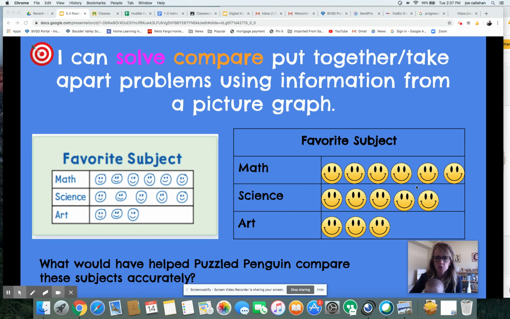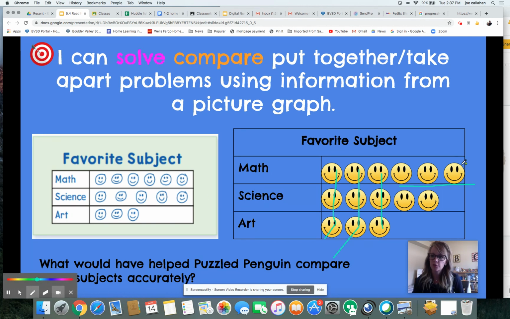How many more students like math than art? Because they're not right next to each other, it's a little bit tricky. But if with your eyes you draw a line, you can see math and art are tied here. Math and art are tied here. And math and art are tied here. So how many more students like math than art?